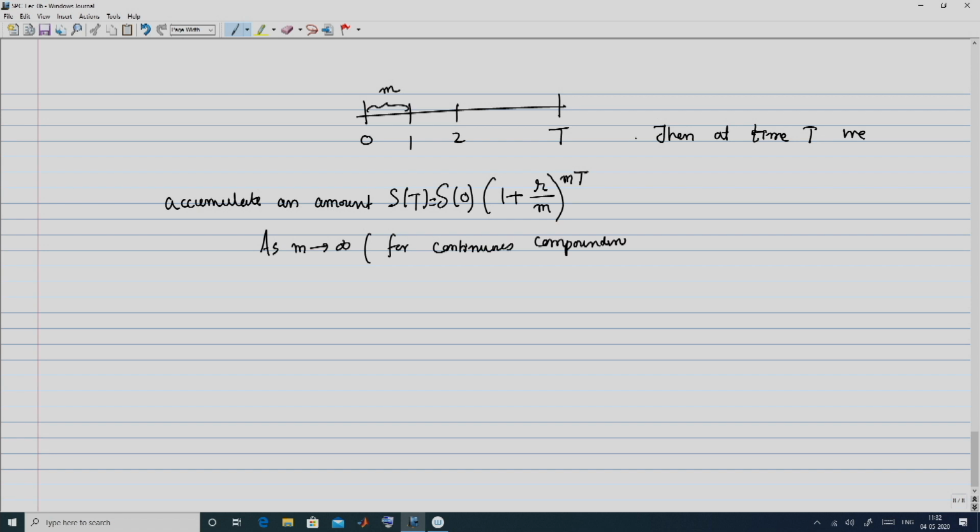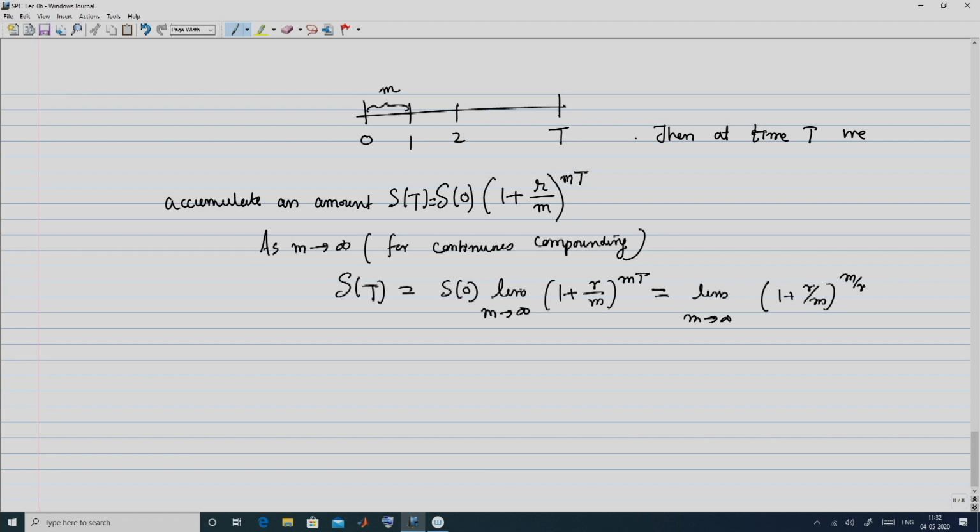Then what is going to be S of t if you start off with S naught? So, this is going to be S of 0 into limit 1 plus R over m raised to m t as m tends to infinity, and this can be written as limit m tends to infinity 1 plus R over m raised to m over R whole thing raised to R t, and this limit you know is the exponent. So, this is going to be e raised to R t.